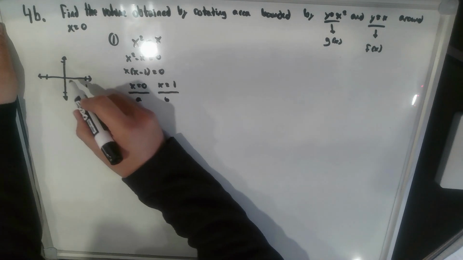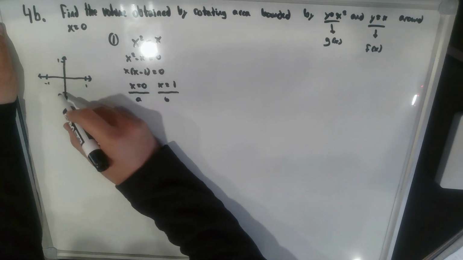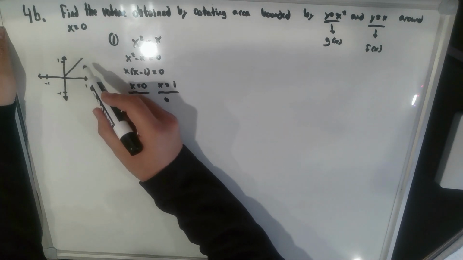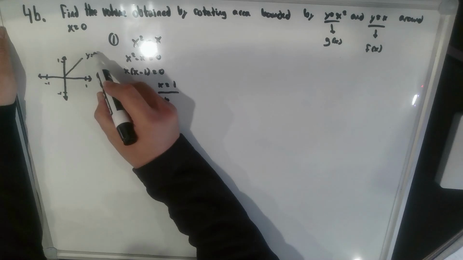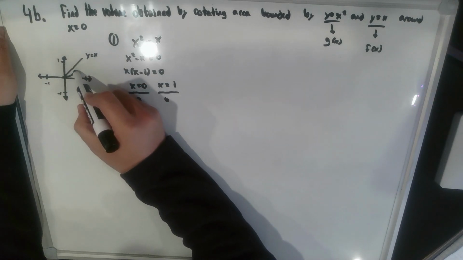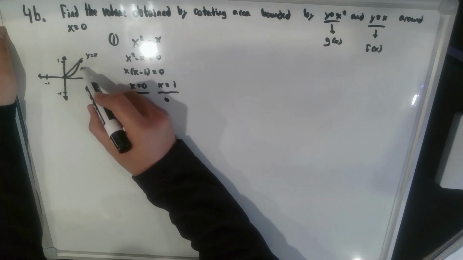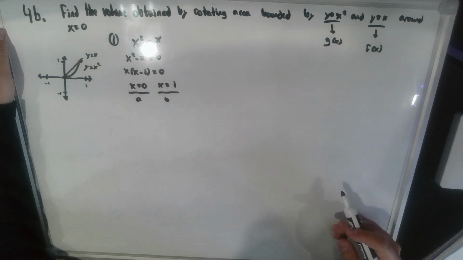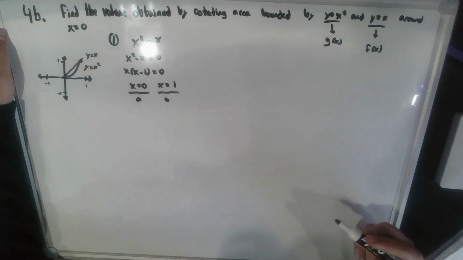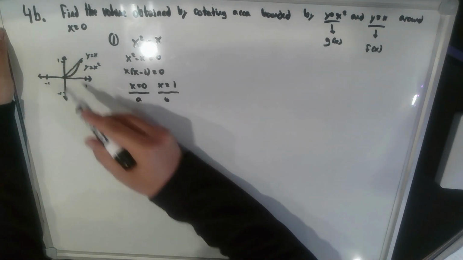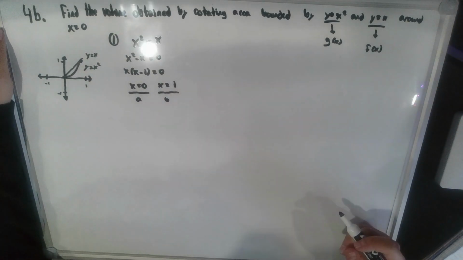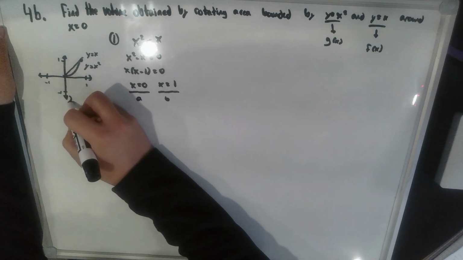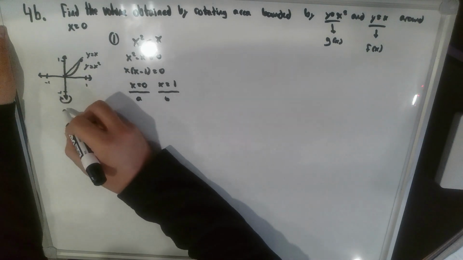On a graph, it would look something like this. This is y equals x. This would be y equals x squared. So the curved one is x squared, the line is x. As you can see, it's above, which would make it the f of x function, the bigger function in the interval. And then it's going to be rotating around x equals 0, or the y-axis.